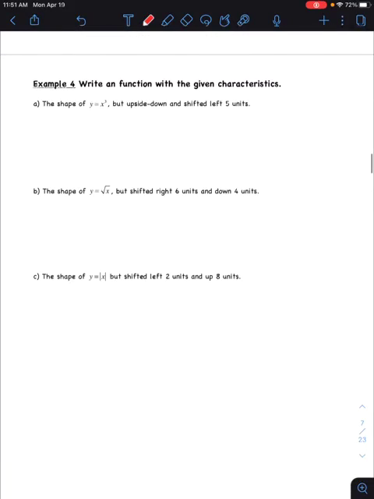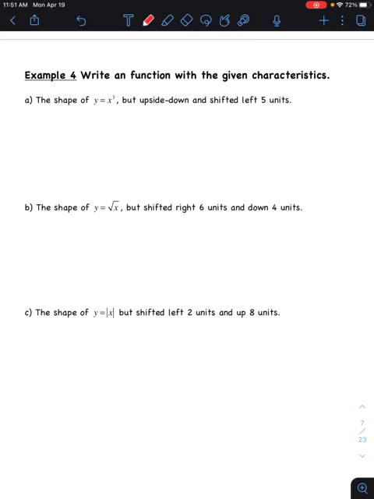All right, so let's learn how to write new functions with listed transformations. So in example A here, it says we want to write a function that's in the shape of y equals x to the third, but it's going to be upside down and shifted left 5 units. So we're going to start off with y equals. Since it's upside down, that means reflection. So that means we put a minus sign or a negative sign right after the equal sign.